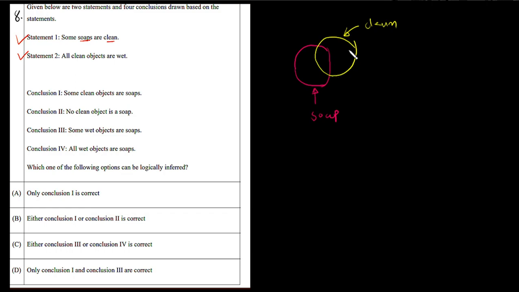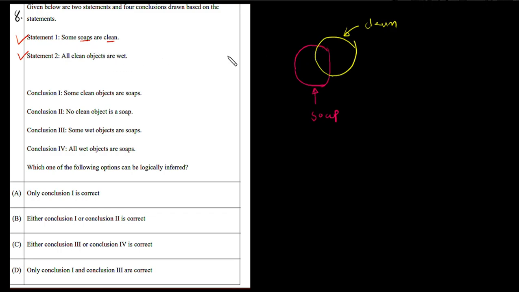So now I can draw these 2 circles from this one statement. Now let's move to the second statement. Statement 2 says all clean objects are wet. So now here this yellow circle represents all the objects which are clean. But the statement 2 says all clean objects are wet.